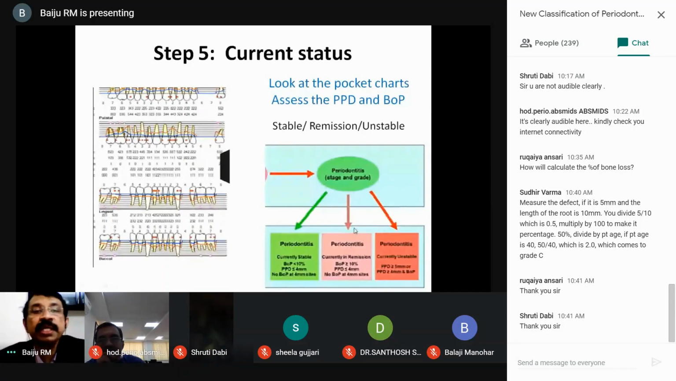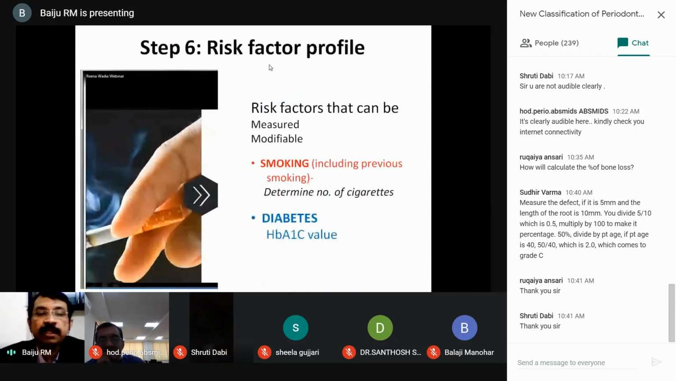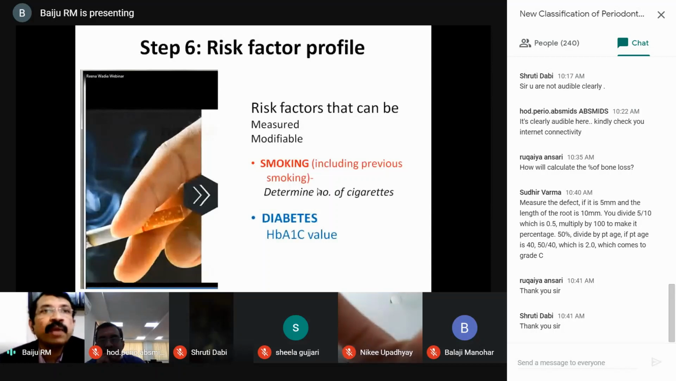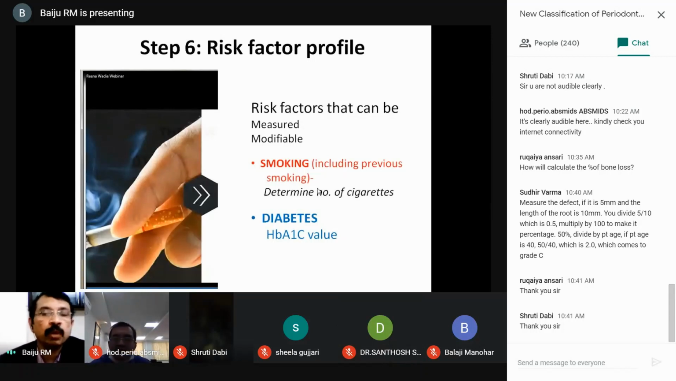And the sixth step is the risk factors. Those risk factors, especially smoking and diabetes. There are other important risk factors like genetics, stress, micronutrients, osteoporosis, but they don't have a strong evidence base to say that they are risk factors. We only have evidence for smoking and diabetes. In the future it may change. Right now, only 2 factors, smoking and diabetes. And we also include previous smokers. If the patient has stopped smoking 10 years before, still include them as a former smoker. And if possible, try to determine the number of cigarettes, and for diabetes try to know the HbA1c.